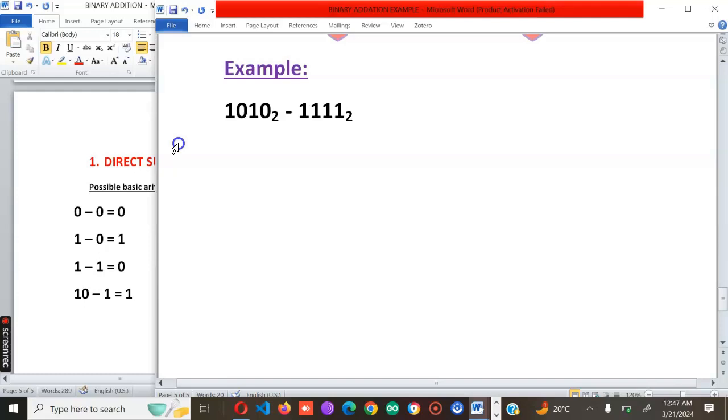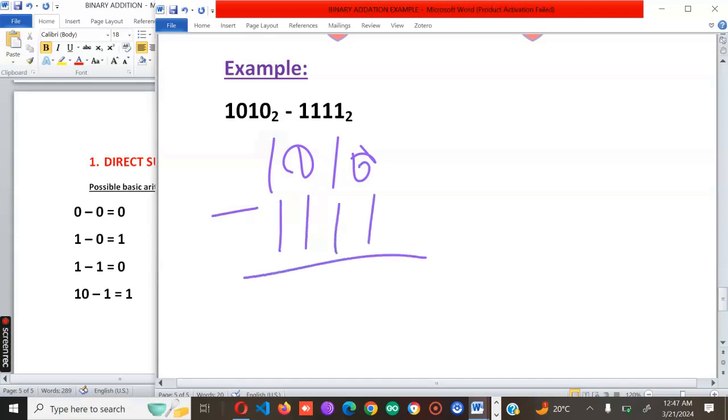So what I have is 1, 0, 1, 0, then 1, 1, 1. So what I will do, so we have 1, 1, 0, 1, 0. Therefore, minus 1, 1, 1, 1. Okay, this one will have some problem because the value that we have at the top is larger than the value that we have on the bottom. So let me change this one.